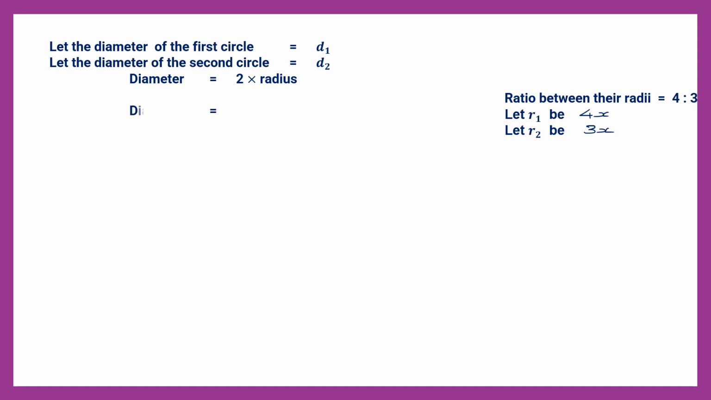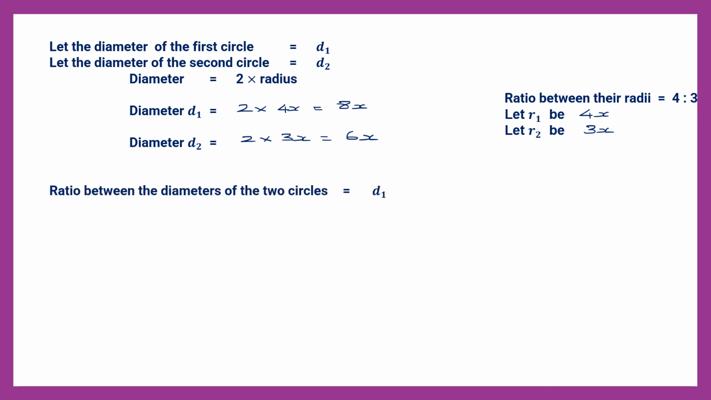Now we can find the diameter of the first circle, D1, which is 2 into radius, that is 2 into R1, which is 4x. So 2 into 4x is 8x. So we have found diameter 1. Similarly, let's find diameter 2, that is 2 into radius, which is 2 into 3x. This is 6x. So now we have the diameter of the first circle 8x and the diameter of the second circle 6x. Now we can find the ratio between the diameters. It will be D1 by D2, and D1 we found to be 8x and D2 is 6x.